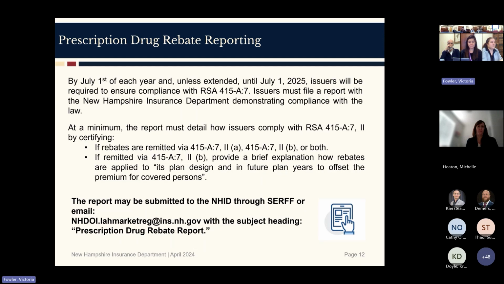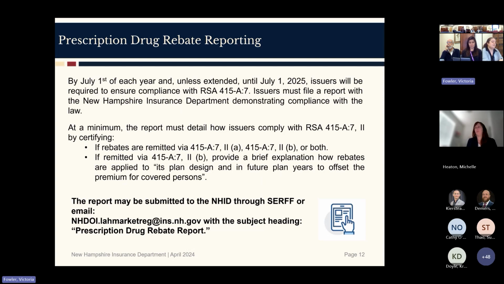415A:7-2A, which is where rebates are remitted directly to the covered person at the point of sale to reduce the out-of-pocket costs, or 2B, where rebates are remitted to and retained by the insurer. If retained by the insurer, the report must provide an explanation of how rebates are applied to the plan design and in future plan years to offset the premium for covered persons.